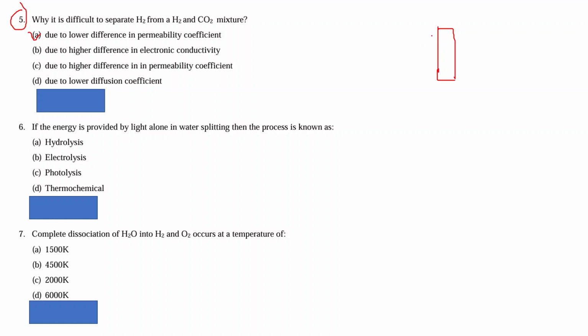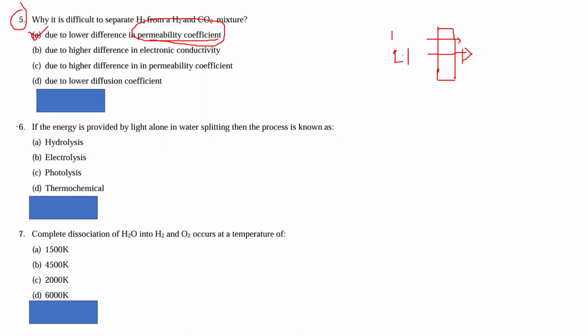What is the permeability coefficient of the hydrogen gas? The same sort of permeability coefficient is also there for carbon dioxide. That's why the difference is lower, it's not a larger gap. Lower difference means, suppose this value is 1, this value is 1.1. A very small difference in the permeability coefficient. The permeability coefficients of hydrogen and carbon dioxide are very near. That's why it is difficult.